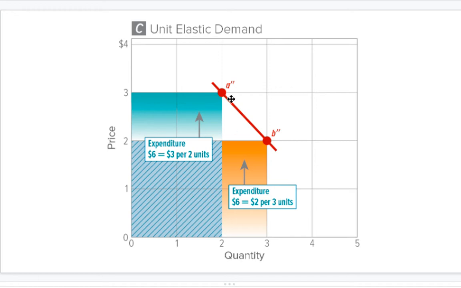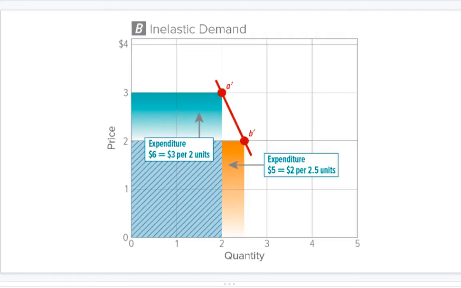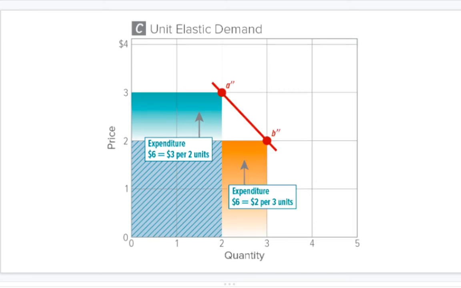And finally, unit elastic, again, coordinates to what we're actually buying. Here we have $3 per 2 units, and it's going to be $6 in expenditures. If we move down the chain, it's going to be $2 for 3 units, and it would be the same expenditure of $6. So you see the difference between the whole concept of elastic, inelastic, and unit elastic.